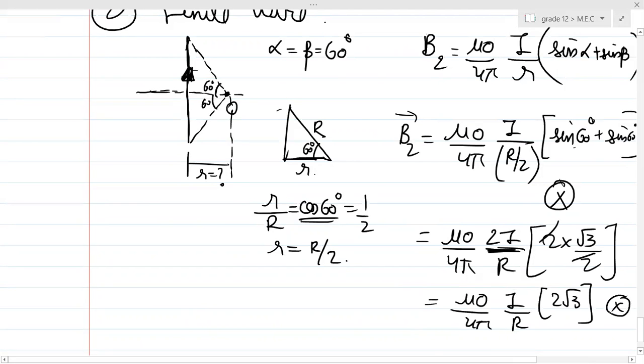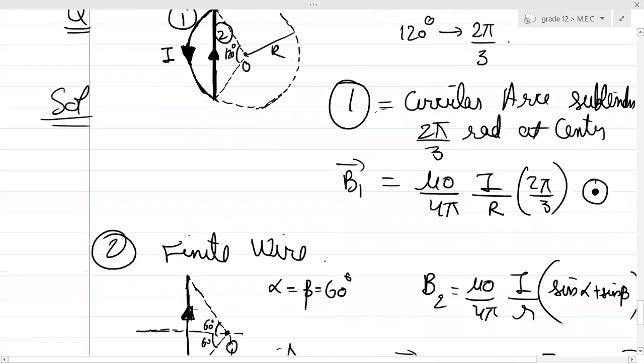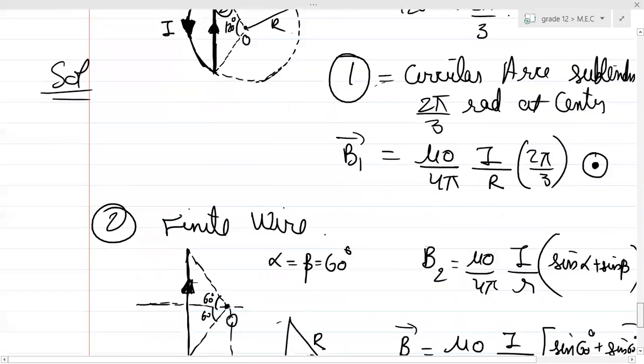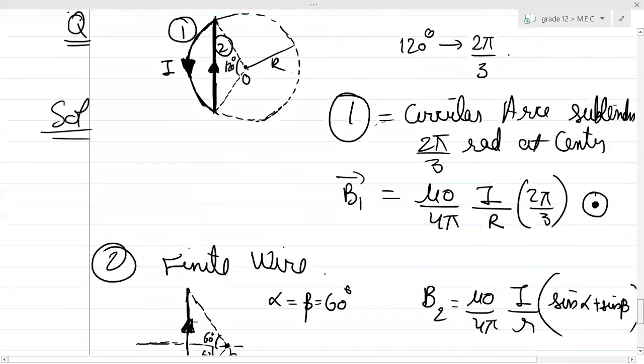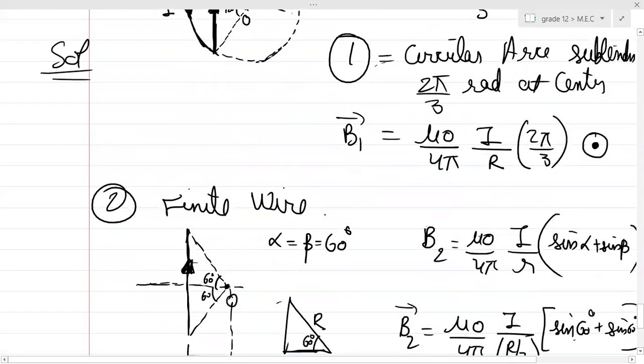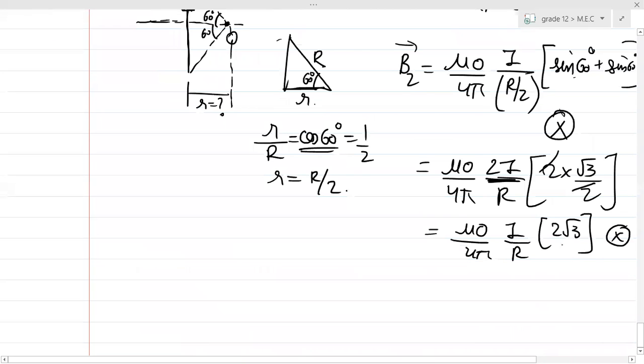Into the plane. And this is how much? Mu naught by 4 pi into 2 pi by 3. Now tell me, since both of them are acting in the opposite direction, the one which is bigger will prevail, right? So which is bigger? Is 2 pi by 3 bigger or 2 root 3 bigger?